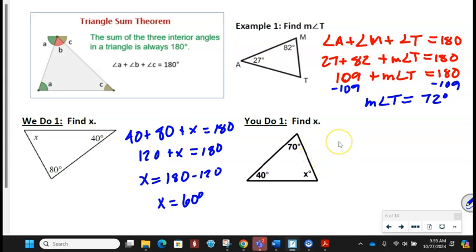And again, this time I would just add them together and subtract them from 180 now that you've seen the process a couple times. So let's do this. 40 plus 70 equals 110, right? And then do 180 minus 110, and that equals 70 degrees. So this is actually an isosceles triangle, isn't it? Because it has two base angles that are congruent.